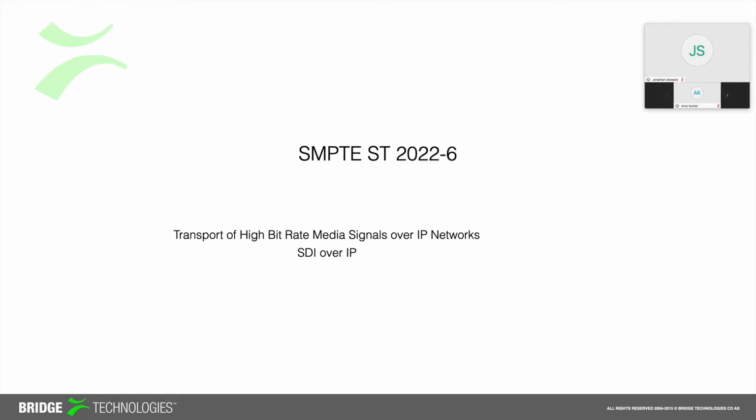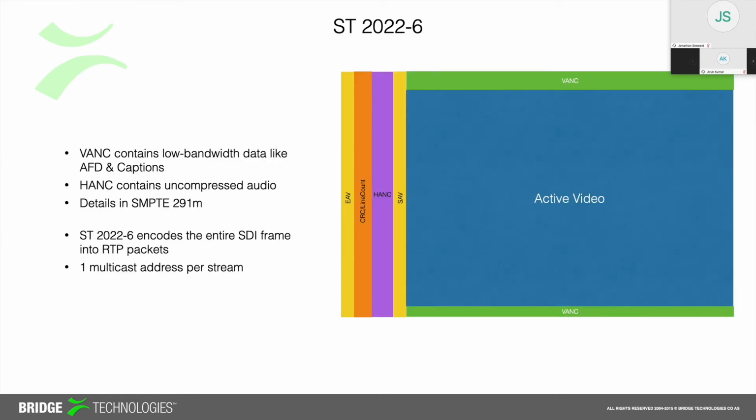ST 2022-6, the transport of high bitrate media signals over IP networks. In other words, basically SDI over IP. Everyone knows about SDI. SDI contains the HANC and the VANC, everything in one frame. So the video, the audio and the ancillary data are in one frame. They're not separated. It's just a case of packetizing this data and then using the 2022-6 standard to transport the SDI over IP.